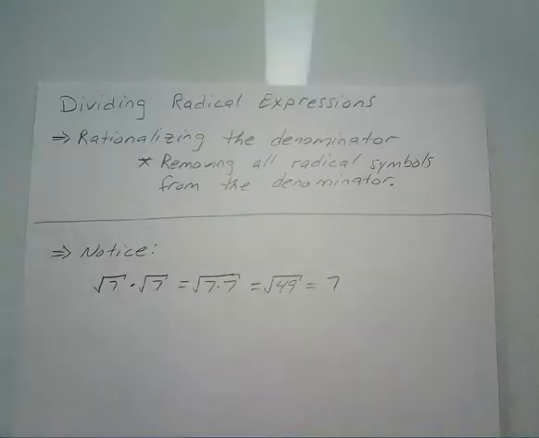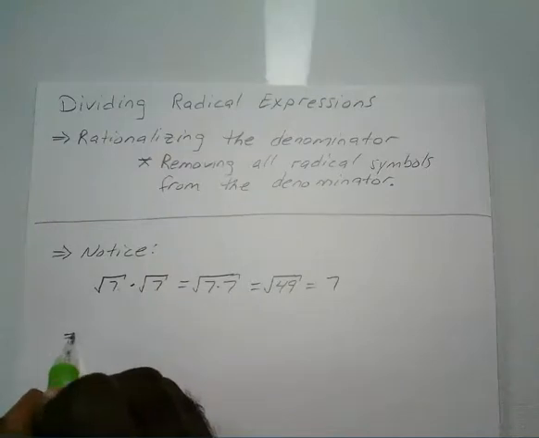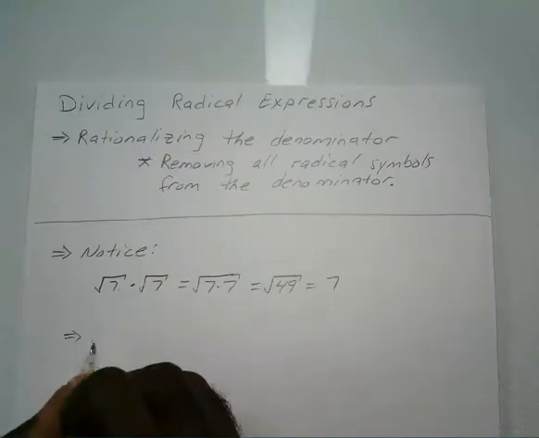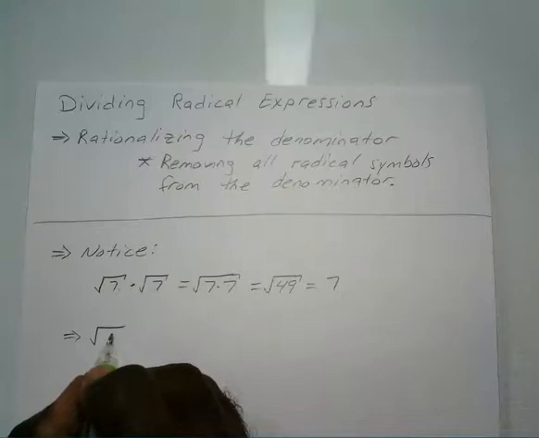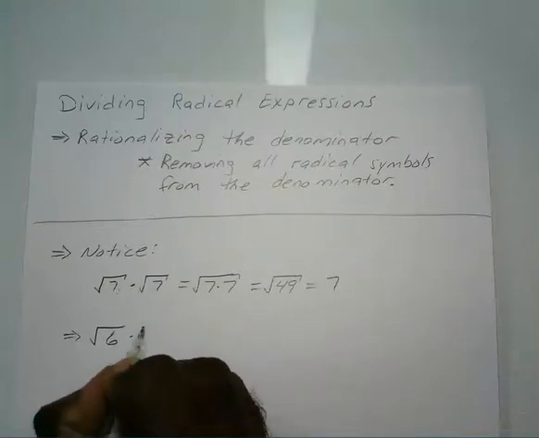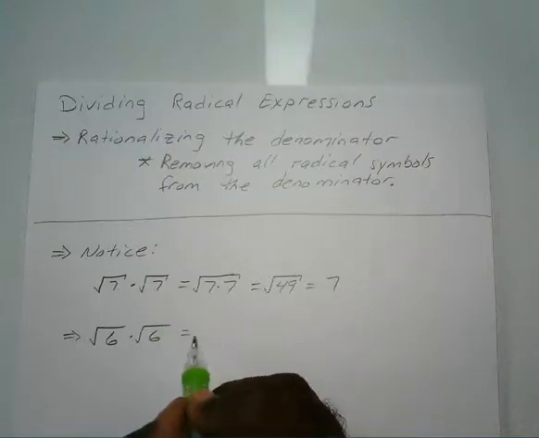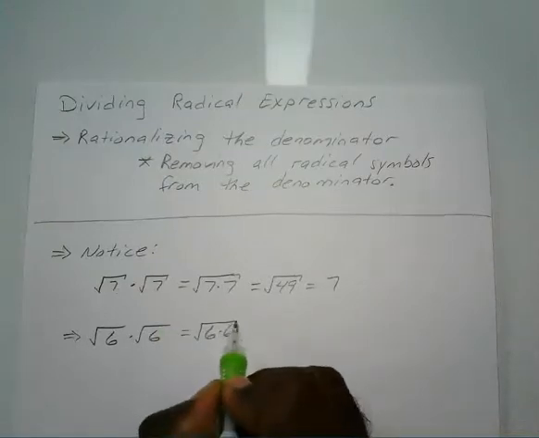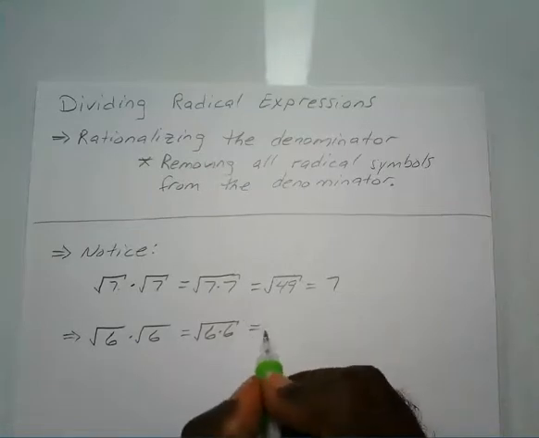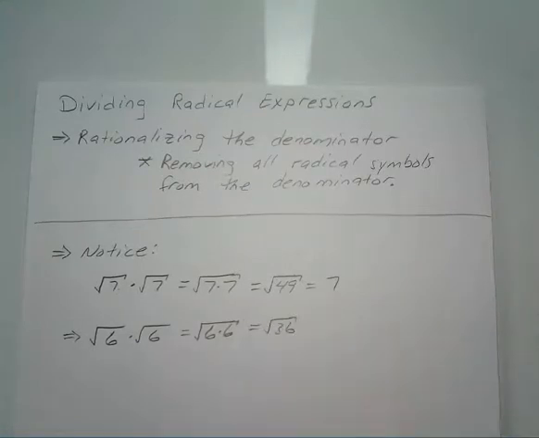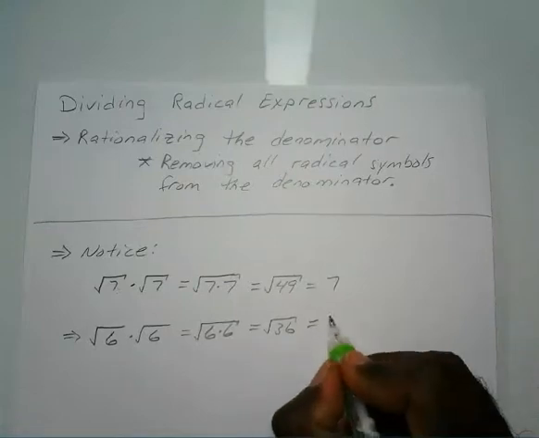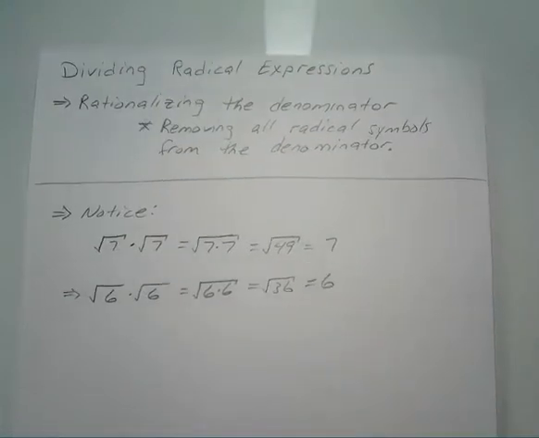All right. The thing is, that would work with any square root. Okay, so let's say if you had square root of 6 times square root of 6. That would equal the square root of 6 times 6, which would be square root of 36. Usually plus or minus 6, but we're just going to look at the positive value for right now.